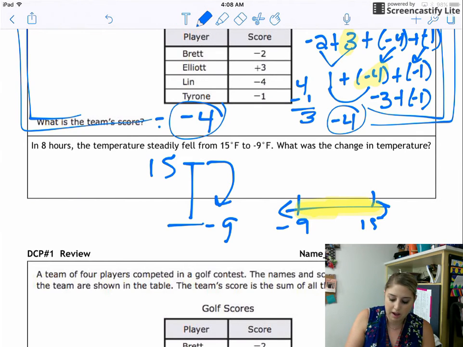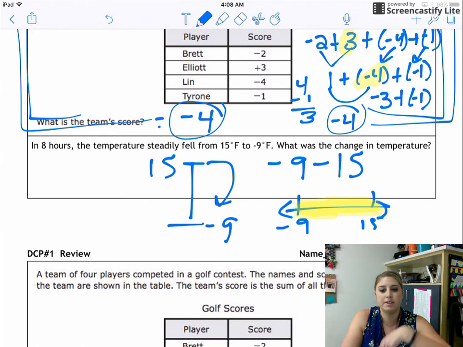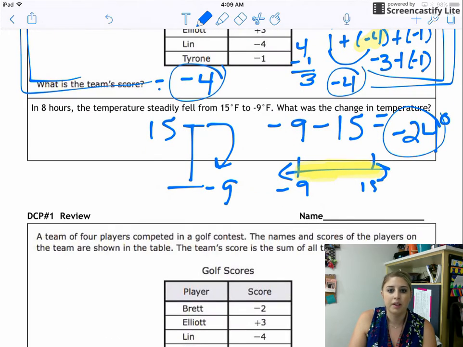You could also say, I know that this is going to be a subtraction problem. It started at 15, went down to -9, and you should get -24. That's how far it fell. -24. Okay, that was that problem. Fell -24 degrees, right? Okay, and make sure it's a negative because it was falling, so it's a negative.